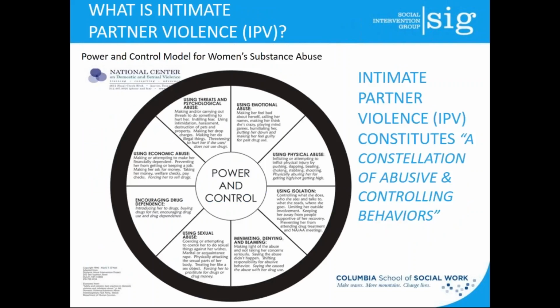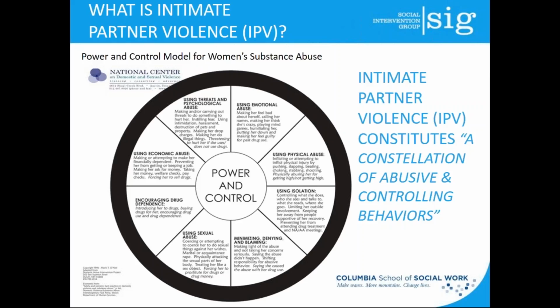So many of you may be familiar with the power and control model. For women, there's actually a model that was developed quite a while ago for women who use drugs or alcohol. And it looks similar to the one for general women, but intimate partner violence constitutes a constellation of abusive and controlling behaviors that includes sexual abuse, physical abuse, that's the legal definition, but to broaden it out, it also includes psychological abuse, emotional abuse, verbal abuse, and economic abuse.